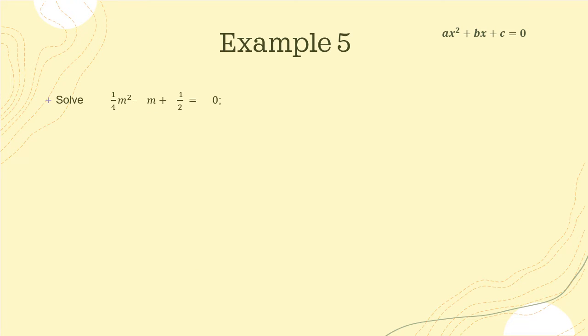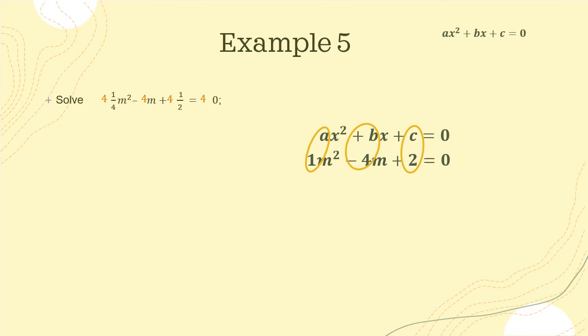Now here we have fractions. Always try to get rid of the fractions. So we're going to multiply every term by 4, so we can get rid of the fraction, and that's the least common denominator. Therefore, my equation will simplify to m squared minus 4m plus 2 equal to 0. So therefore, my a is 1, my b is negative 4, and my c is 2. We're going to substitute these in the quadratic formula.